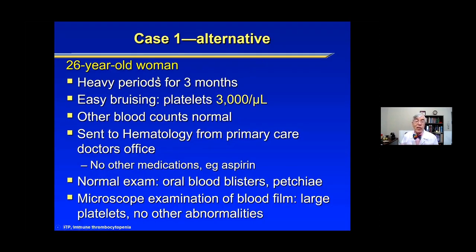So coming back to the same patient, a slightly different case: a 26-year-old woman, heavy periods, easy bruising. Now her platelet count's 3,000. Other blood counts are fine. She's sent to my office. She's got oral blood blisters. She has petechiae. I do the ITP whisper discussion with her, but say, hey, your platelet count is too low to go home. And so in this patient, we'll treat.